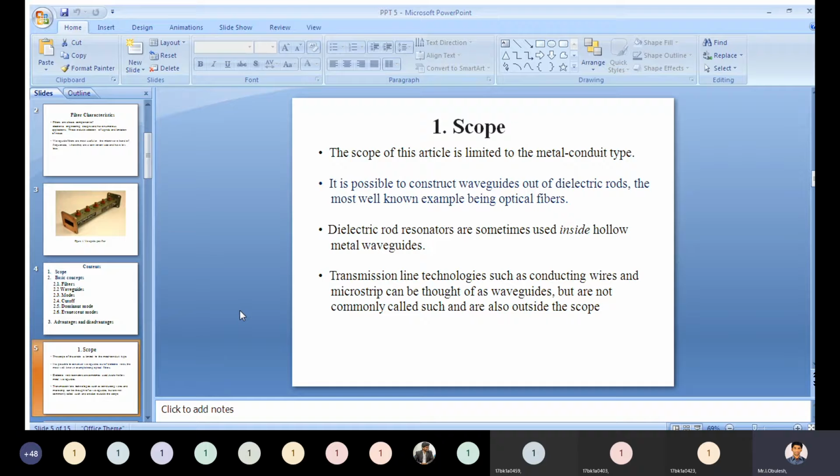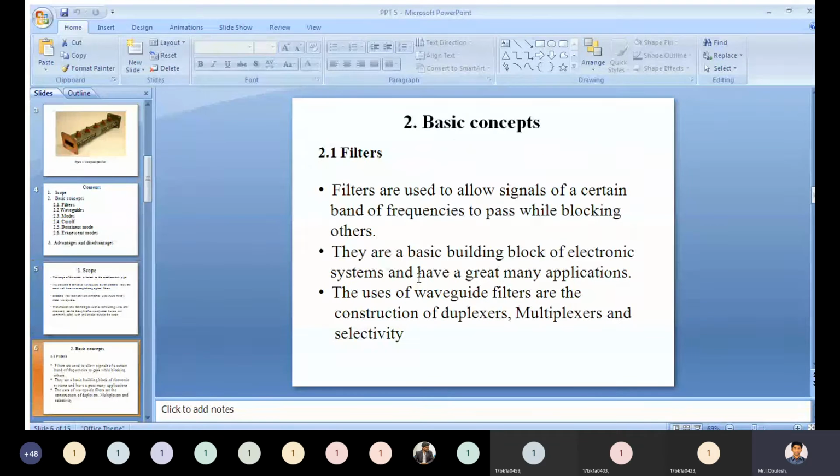This is the scope of a waveguide filter. Next content is basic concepts. We have different types of basic concepts for waveguide filters. From that, the first one is filter.